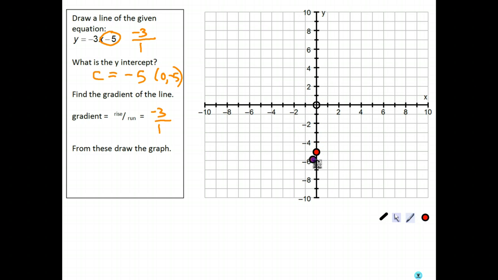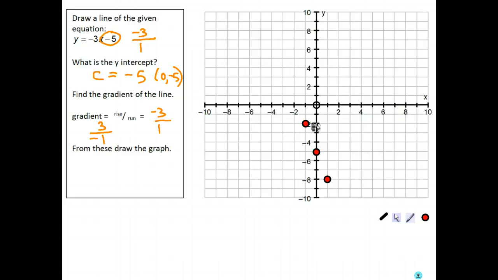So in this case, starting from that point, our rise is -3, 1, 2, 3. Our run is 1. And I can't go any further on that. So what I could do, if I wanted to get a second point just to test it, another way to get -3 is to write it as 3 over -1. And that means starting from that point, I go up 3 and back 1. And that gives me a third point. Oops, let's get that a bit more accurate. A third point on the graph.